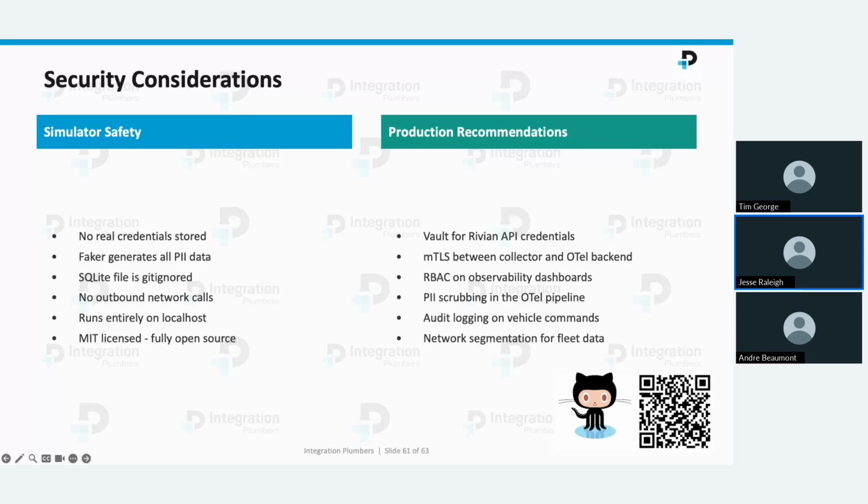For production deployments, we recommend Vault for credential management, mutual TLS between the collector and your observability backend, role-based access control on dashboards, PII scrubbing within the OTel pipeline itself, audit logging on any vehicle commands, and network segmentation for fleet data. These aren't just suggestions, they're requirements for any enterprise fleet management deployment.